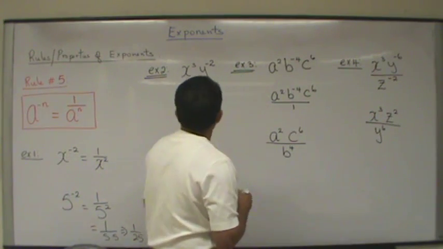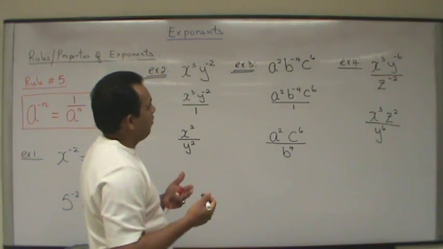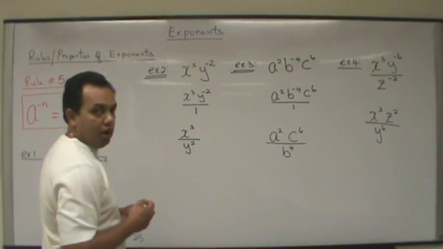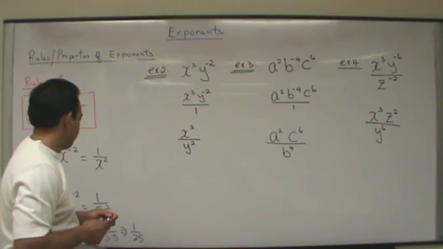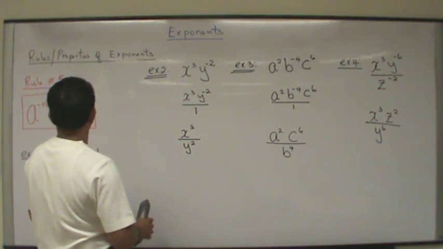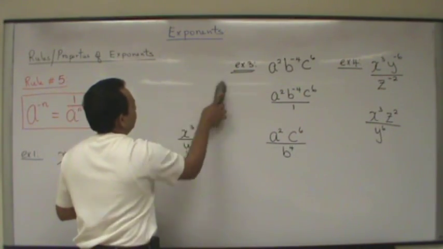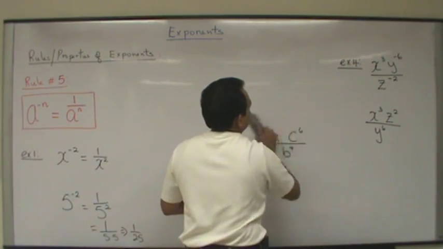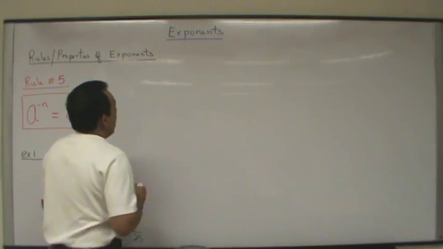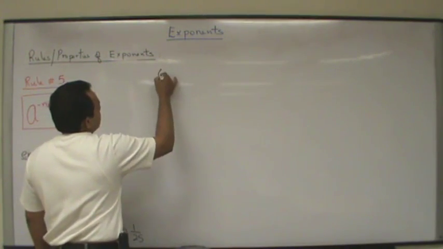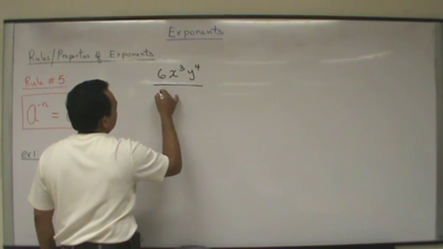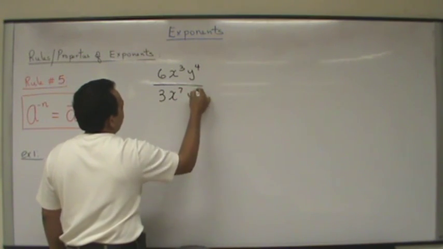Now keep in mind, I could apply a few rules in one problem. I could incorporate all of these rules into one problem. For example, let's look at another problem. How about if I have 6x to the third, y to the fourth, divided by 3x to the 7, y squared?